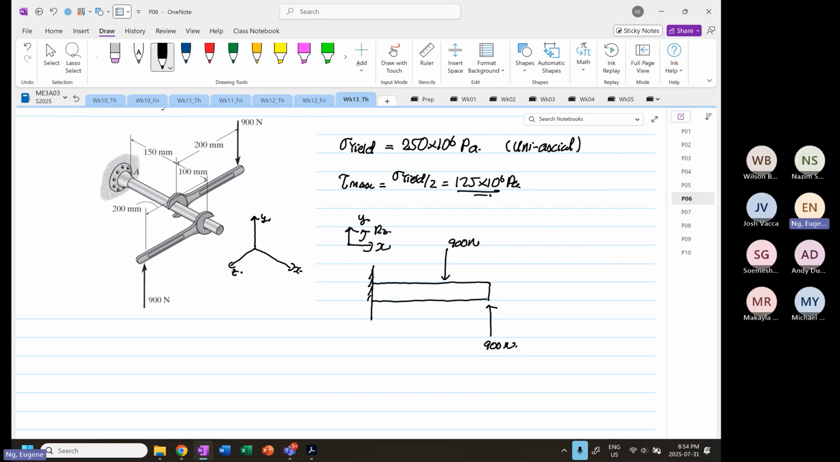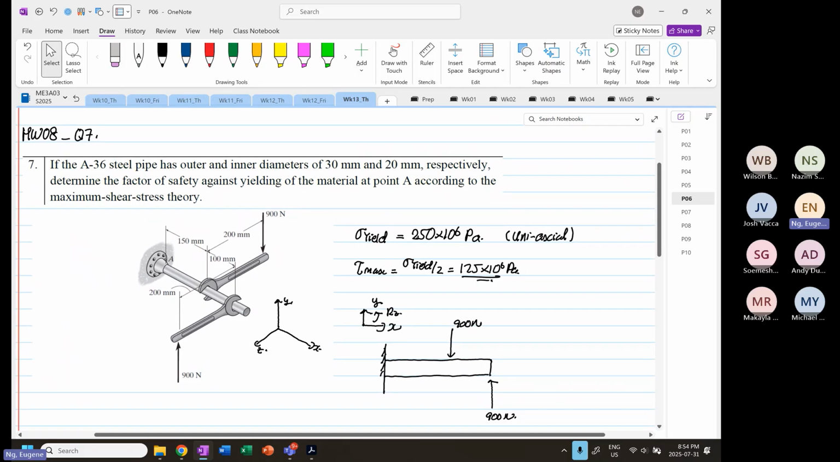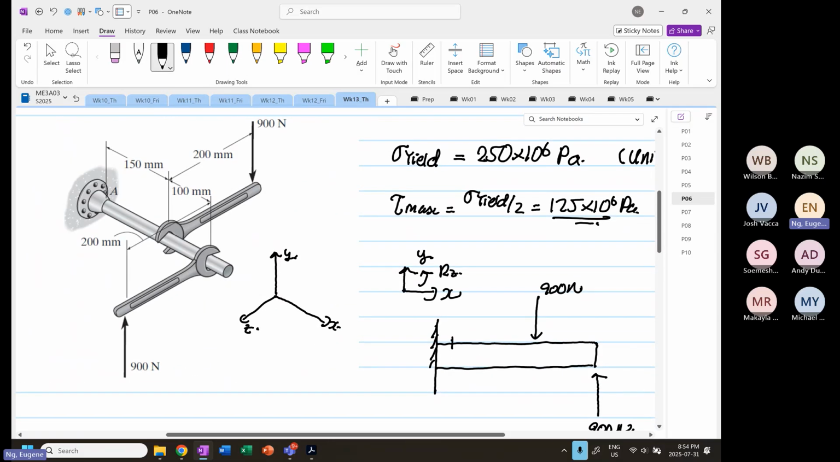And then we know the failure is at point A. So I don't know, is point A in the wall? I think point A, yeah, point A is not in the wall. It's somewhere around here, point A.